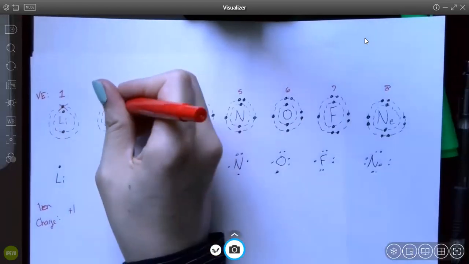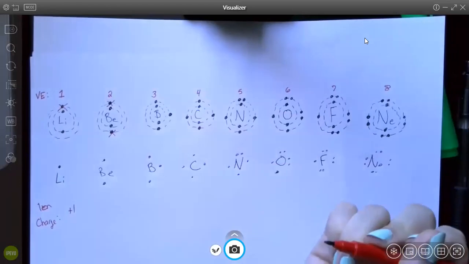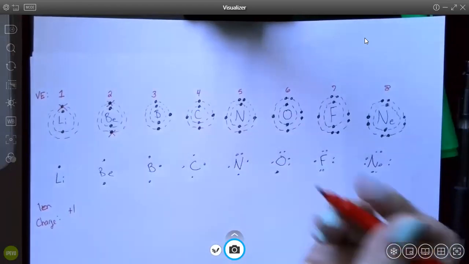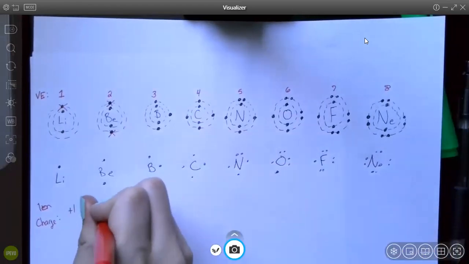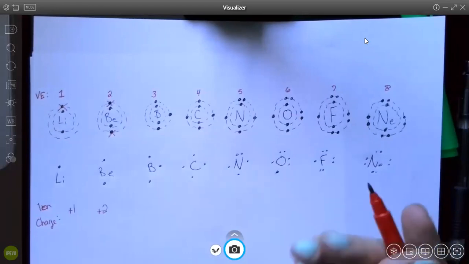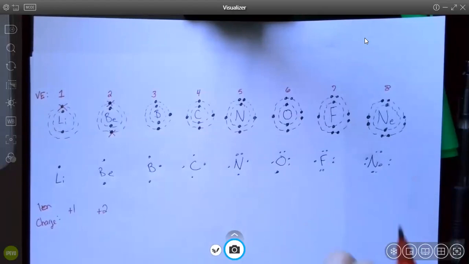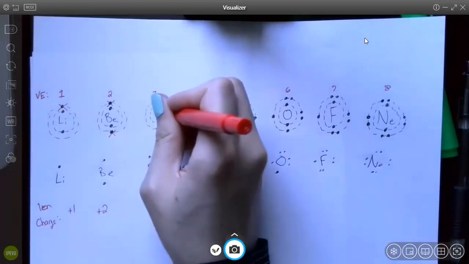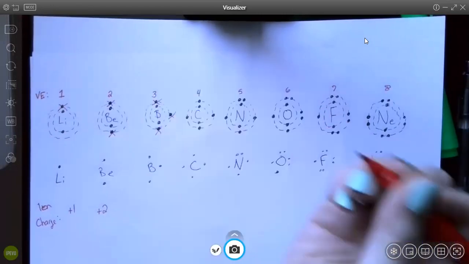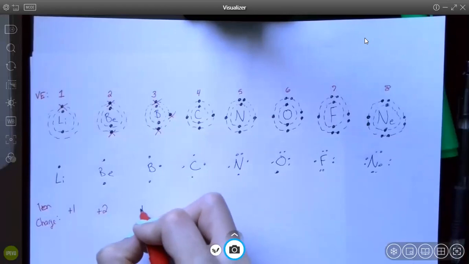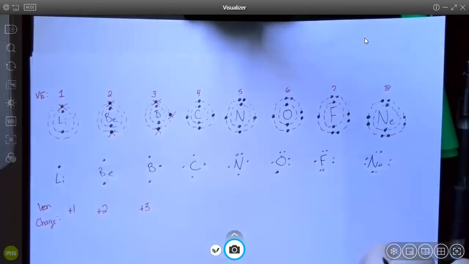Beryllium, easiest thing for it to do, or anything else in the second column, is lose 2 electrons, so it would have a charge of +2. Any ion from the second column, so beryllium, magnesium, calcium, would all have a charge of +2. Boron, easiest thing to do is lose 3 electrons. So anything in that column will have a charge of +3. So that would be like both boron and aluminum.